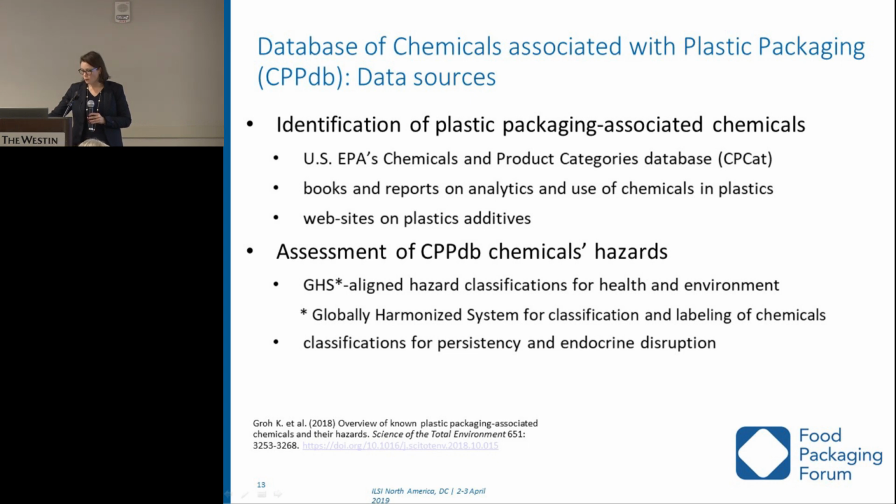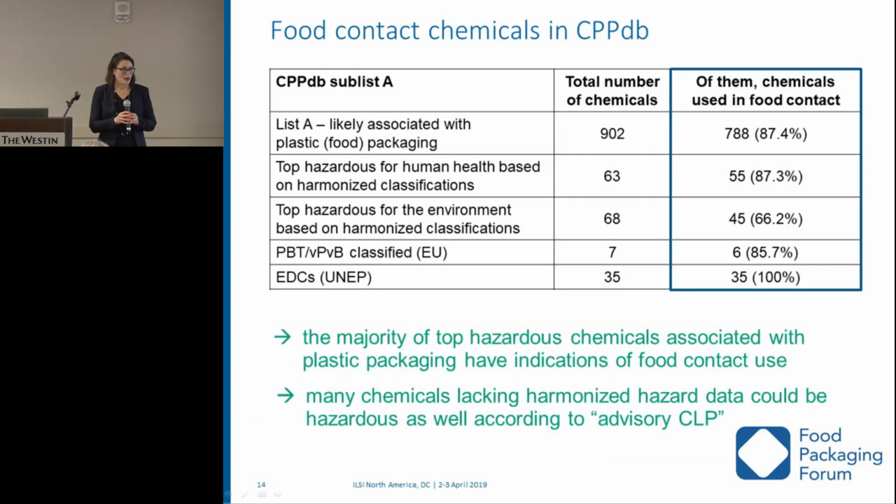Okay, so what are these chemicals? I'll focus on list A, likely associated with plastic packaging. So these are 902 chemicals. The majority of those, exactly 788, are also relevant for food contact applications.